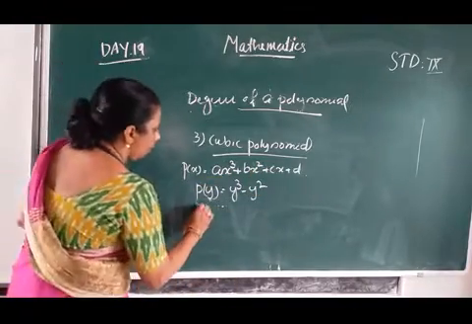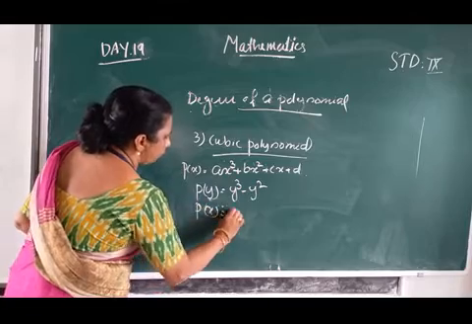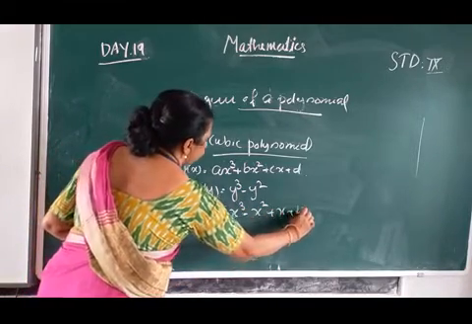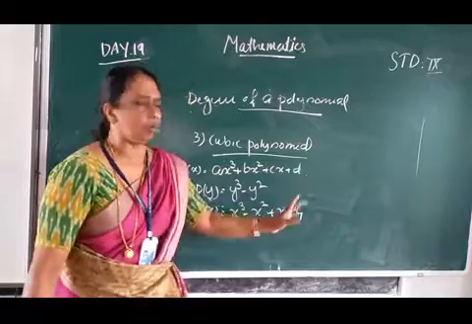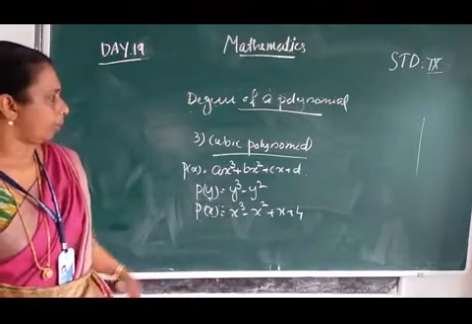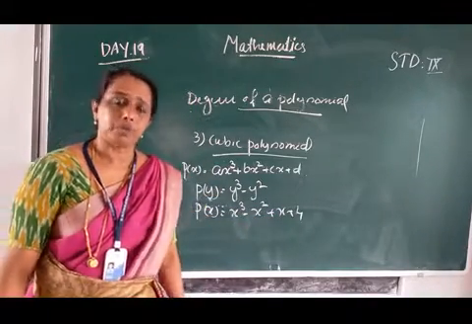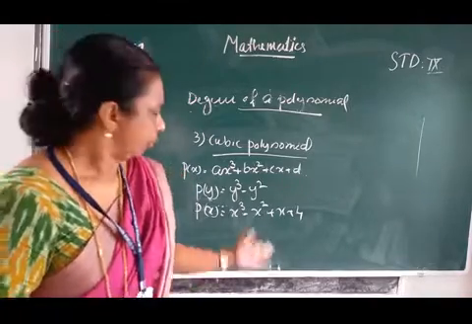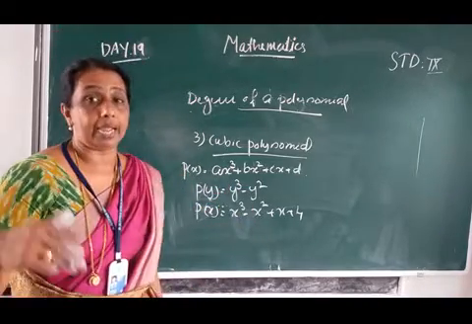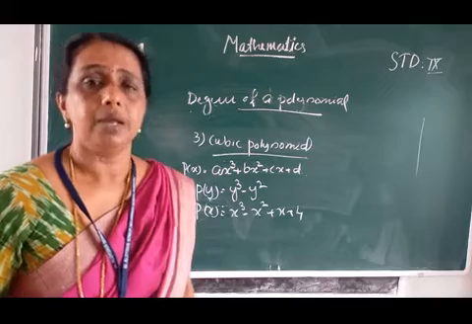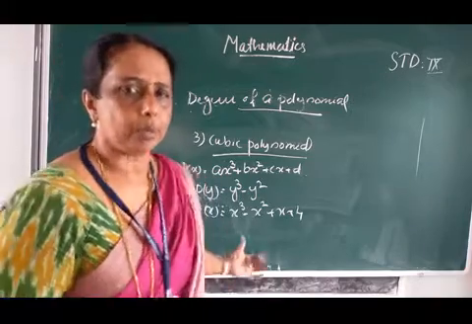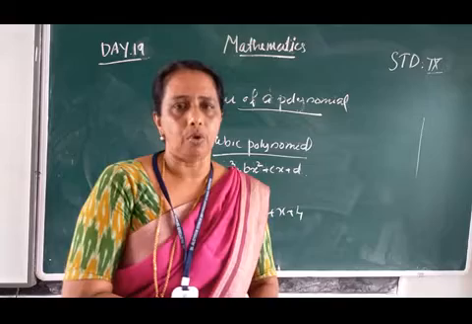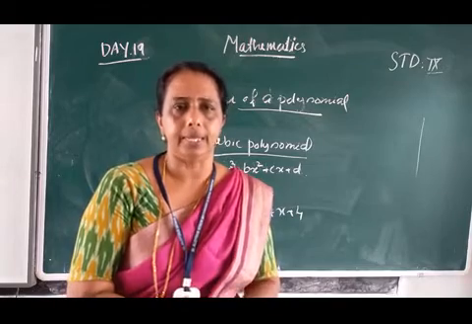For example, p of x is equal to x cube minus x square plus x plus 4. 1, 2, 3, 4 terms are there. That is, a cubic polynomial has at most 4 terms. Or 2 terms or 1 term, but the highest power of the variable is 3. That is a cubic polynomial. That is the classification of polynomials based on degree.